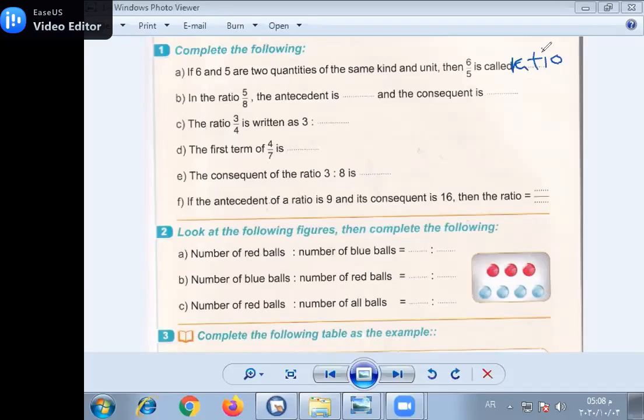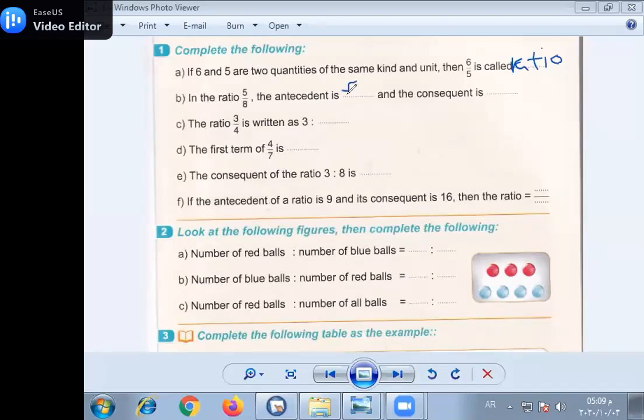What does the word antecedent mean first? Antecedent. It is the first term of the ratio. The first term. The first number in the ratio is which one, 5 or 8? 5. So the antecedent is the number 5. And what about the consequent? What is the second term of this ratio?